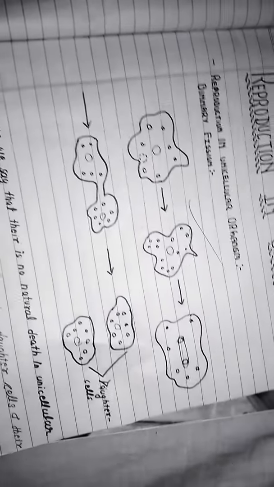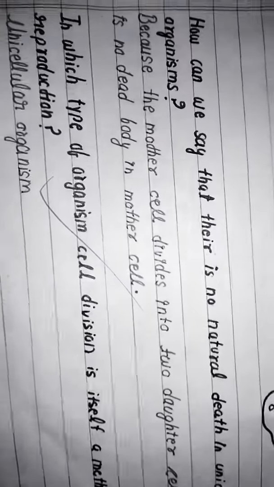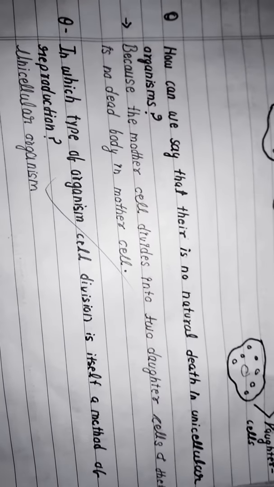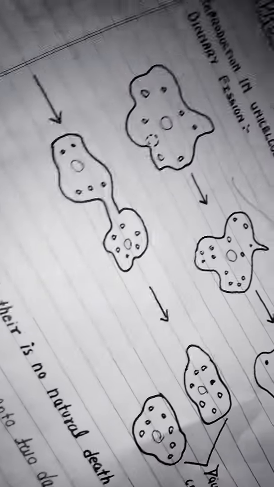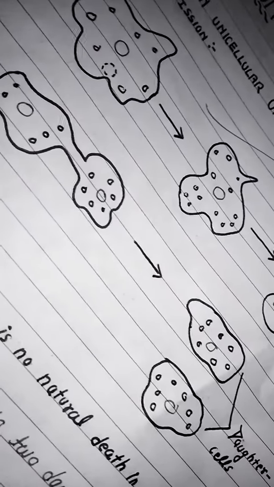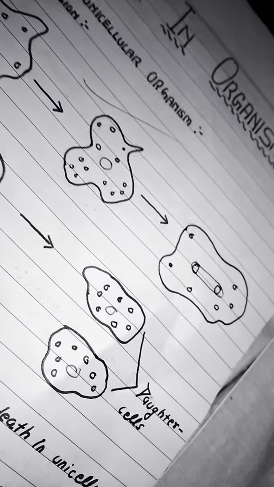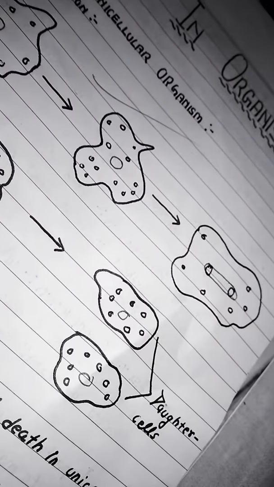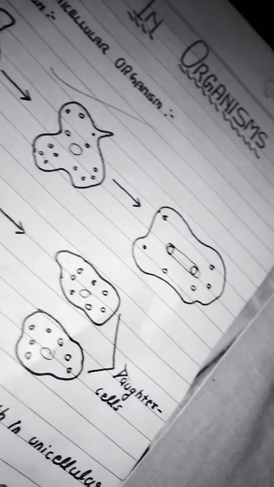Now let's come to some questions which will clarify what we will study in this chapter. First question: how can we say that there is no natural death in unicellular organisms? Because the mother cell divides into two daughter cells and there is no dead body of the mother cell. The mother cells are continuously dividing into daughter cells and there is no natural death, but you cannot say that there is no death occurring in these organisms. Death occurs in accidental cases, but natural death does not occur in these organisms.